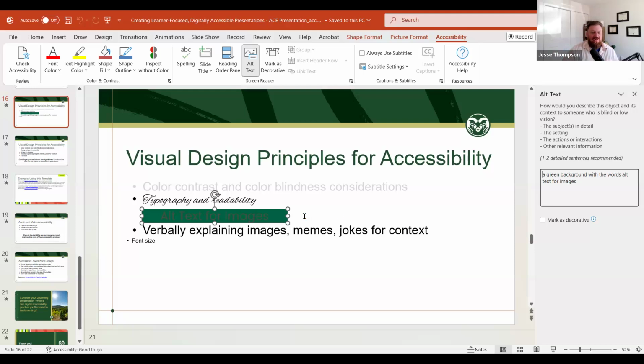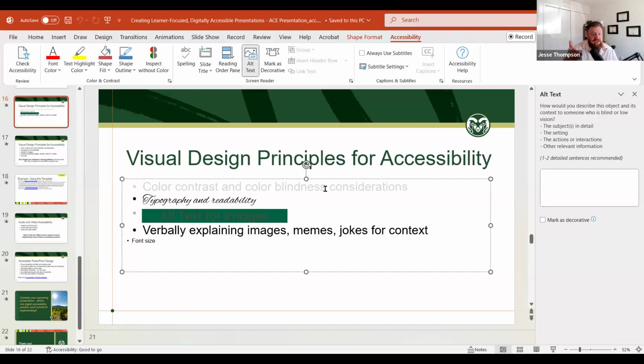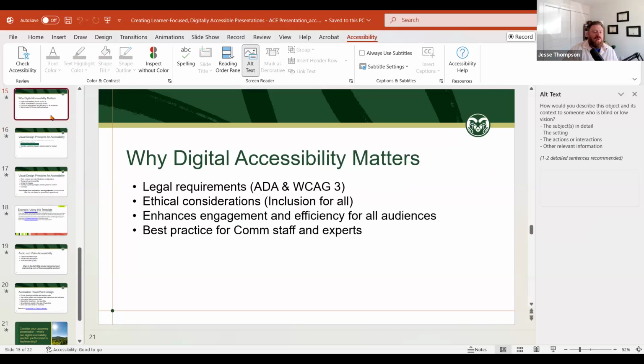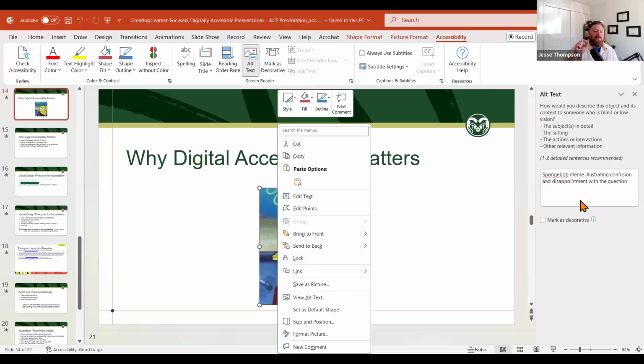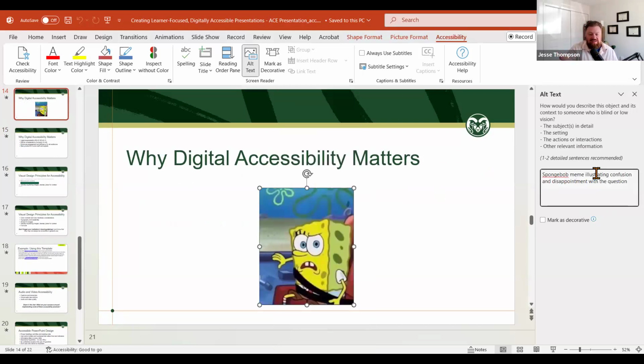So we can see here the alternative text, a green background with the words alt text for images, which should be a linguistic representation of what is conveyed by the image, right? We had alt text for the SpongeBob meme. Just wanted to show you there's the alt text for the SpongeBob meme: SpongeBob meme illustrating confusion and disappointment with the question, right?